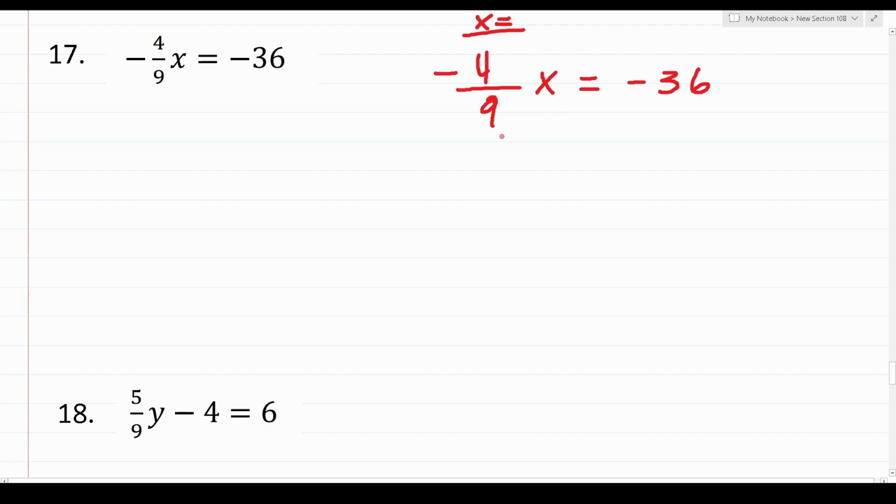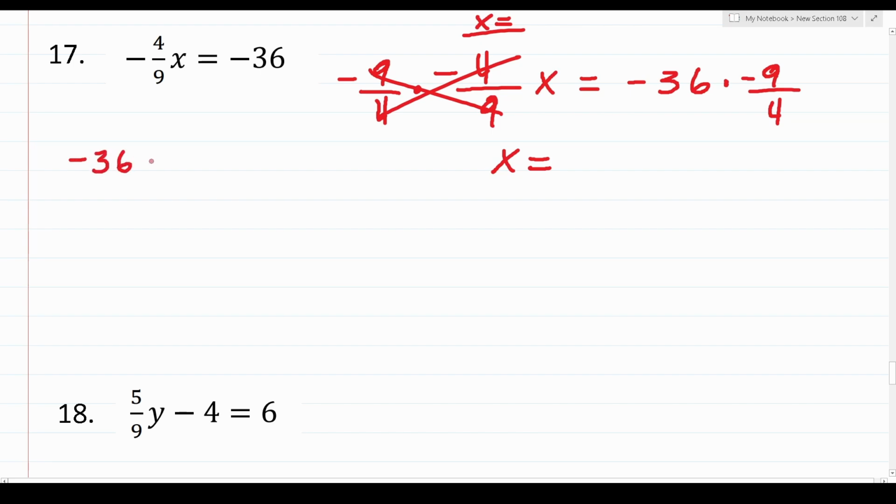We want to get rid of this negative 4/9 in front of this x, which will get x by itself. And to do that, we can multiply negative 4/9 by its reciprocal, which is negative 9 over 4. And we have to do that to both sides of the equation. This crosses out here and here, leaving you with just x on this side. And this is where people will probably get lost. So let me take this and work it off to the side here.